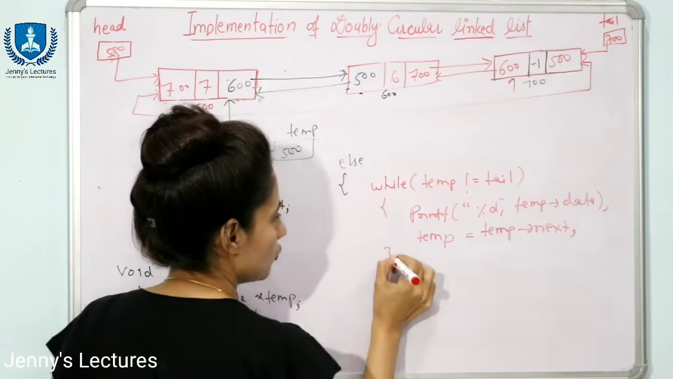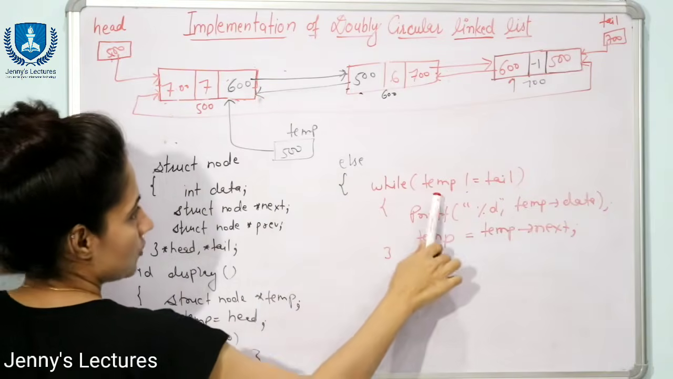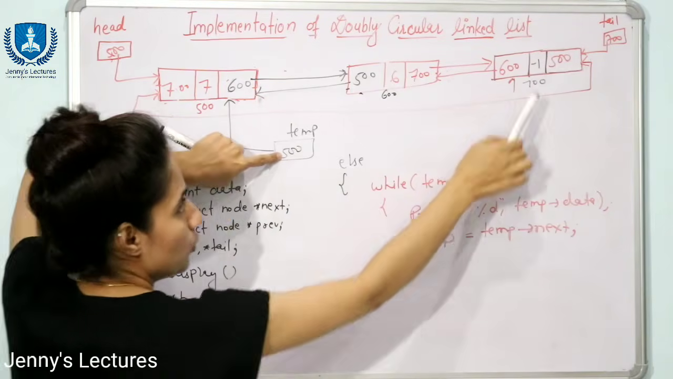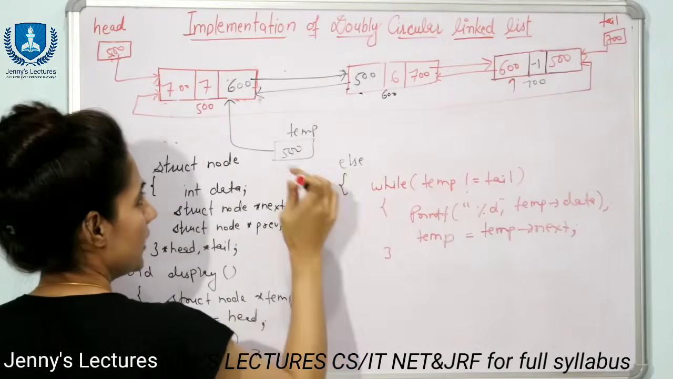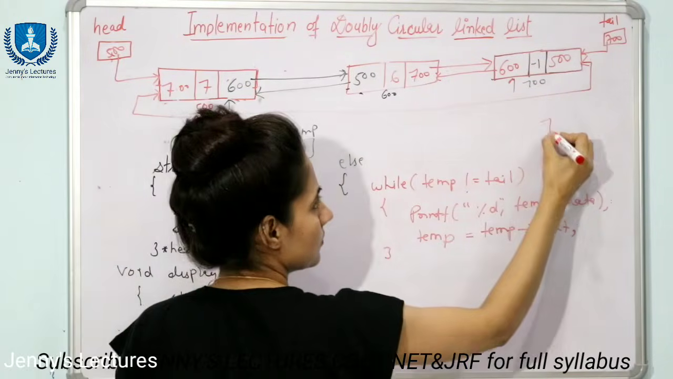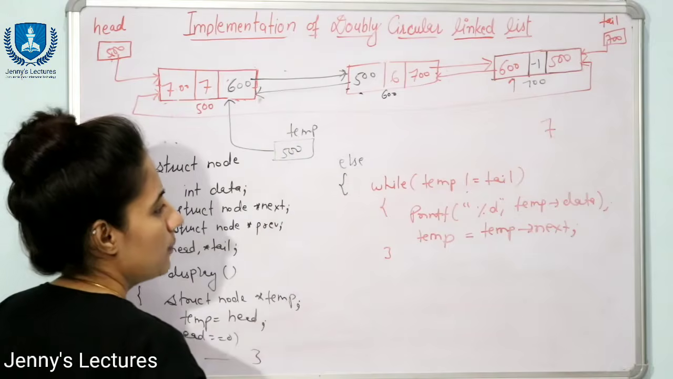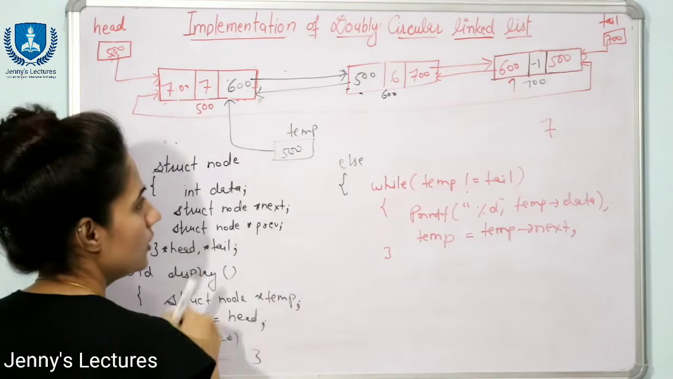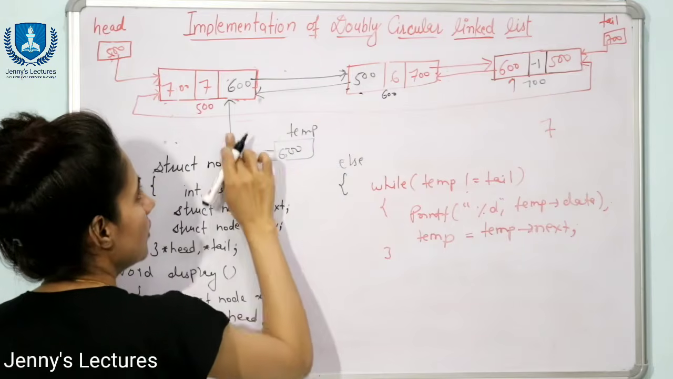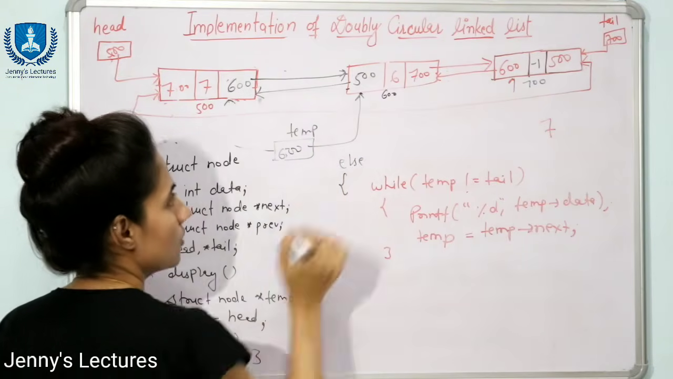Now see the working of this while loop. At starting temp is 500, temp is not equal to tail, tail is 700, the condition is true, so we will enter into this loop, printf temp data, temp of data is 7, temp is equal to temp next. Now in temp next we have 600, so in temp we will store 600. So now this is pointing to this node, right?